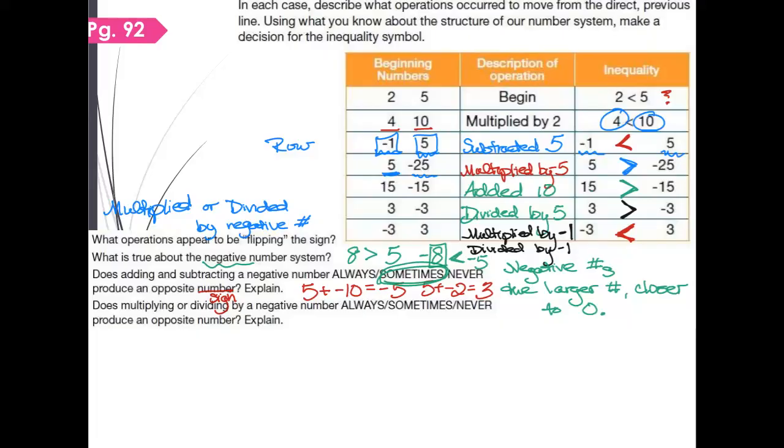Does multiplying or dividing by a negative number always, sometimes, or never produce an opposite signed number? If you multiply or divide by a negative number, will you always, sometimes, or never get an opposite signed number? That should be sometimes also. Okay? All right.